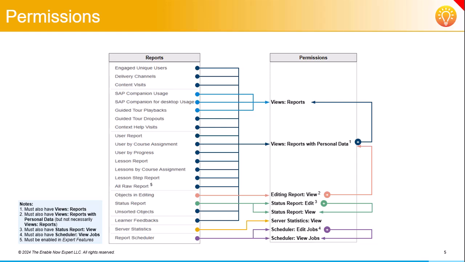To clarify all of this, you can click on a report listed here to show the specific permission or permissions required for that report, and you can click on a permission to see which reports that permission grants access to. Click the Reset button to revert to showing all connections.